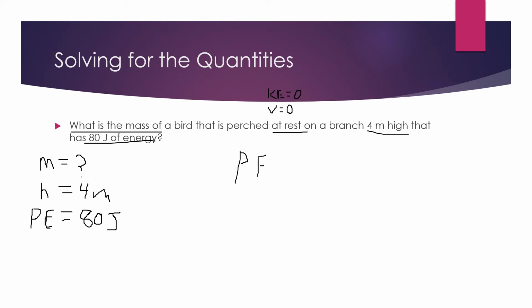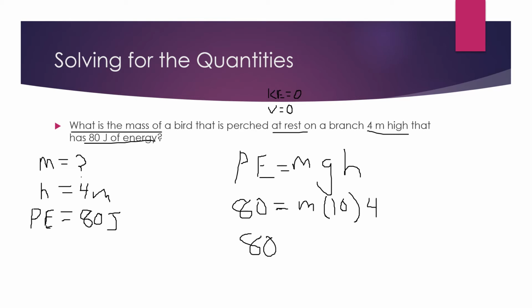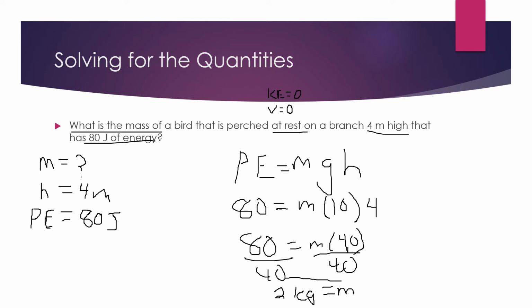PE equals mgh. 80 equals m. Gravity is 10. And the height is 4. 80 equals m times 40. You divide both sides by 40. You get a mass of 2 kilograms. That's it. That's it. Nice.